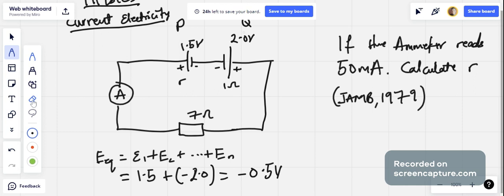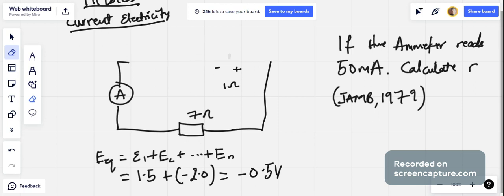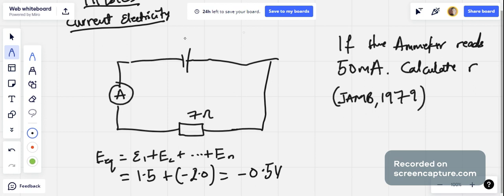So bearing that in mind, I'm going to redraw this circuit. Combining, we are now going to have only one cell here in the right direction. And what will be the voltage, or EMF, of that cell? That's the equivalent EMF. It will be 0.5 in this other direction. And what will be the internal resistance?